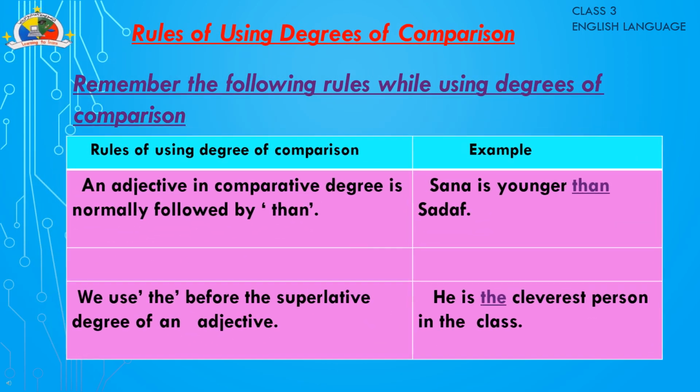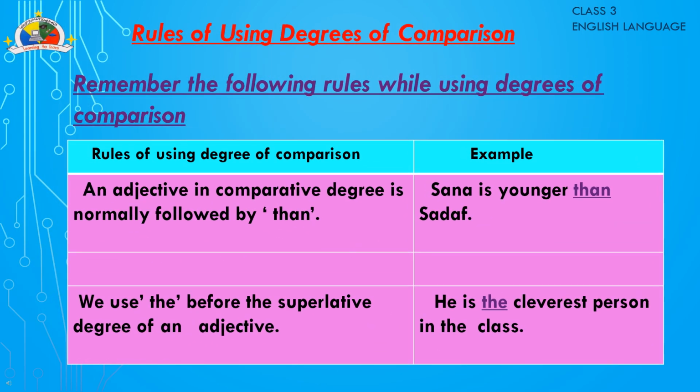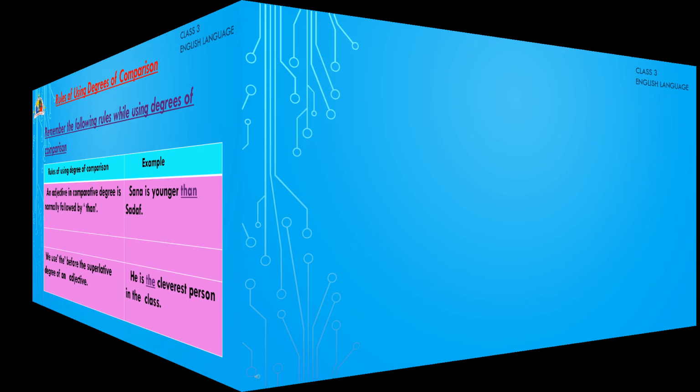Remember the following rules while using degrees of comparison. An adjective in comparative degree is normally followed by than. For example, Sana is younger than Sadaf. We use the before the superlative degree of an adjective. He is the cleverest person in the class.